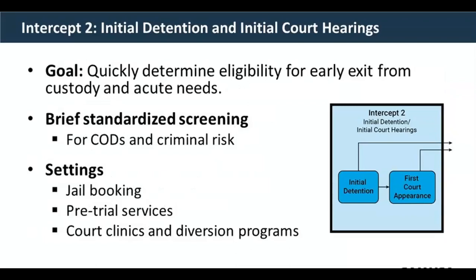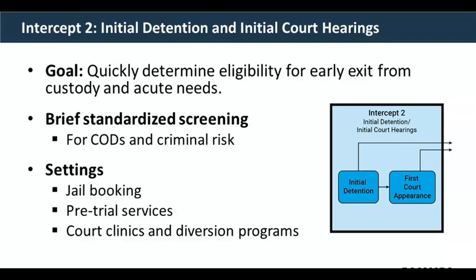As we move into Intercept 2, we're really hitting that point at the booking desk where we want to see the utilization of those good, valid, and reliable standardized instruments that, as Dr. Peters pointed out, are available in the public domain for free. And there are plenty of them out there for our local criminal justice systems to utilize instead of trying to throw together a few questions and create a homegrown instrument that has not been measured for validity and reliability. But the goal here is to quickly determine the eligibility for early exit from custody and acute needs. This is where jail diversion begins to happen here at Intercept 2.